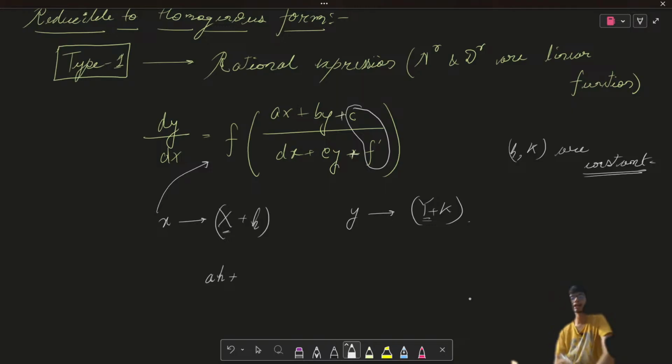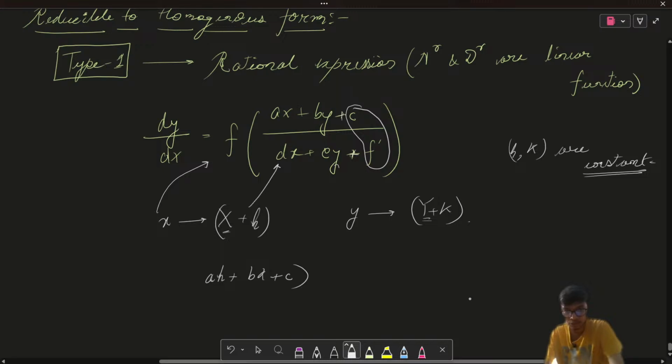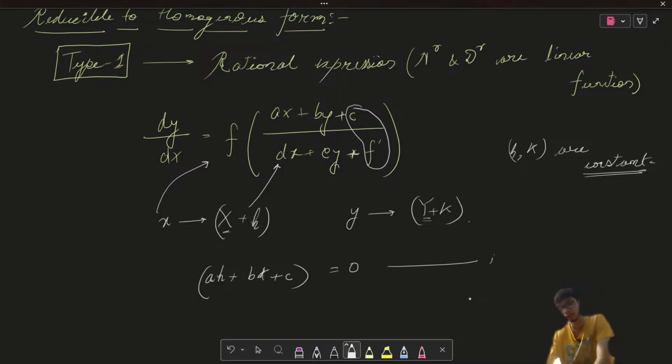Okay, h and k are constants. So I'm going to tune those h and k constants such that this particular term, if I substitute back in this equation, ah plus bk plus c, is going to be the modified constant. I'm going to take it such that it becomes equal to 0. That is my first equation. That is, I'm going to make the modified constant 0.